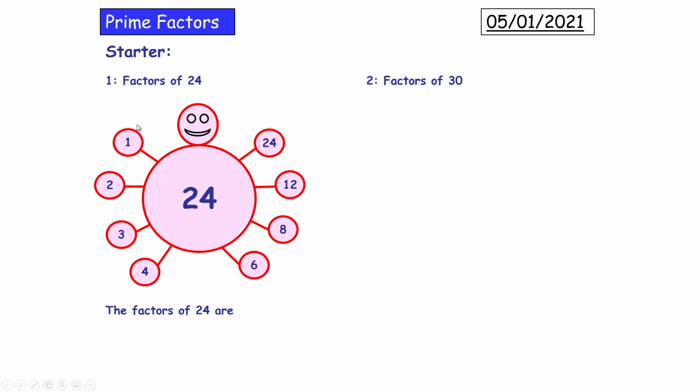So we can say, we need to write them all down. The factors of 24 are 1, 2, 3, 4, 6, 8, 12 and 24, and we have to write it down. Can't just throw the factor spider, we have to write the factors down.